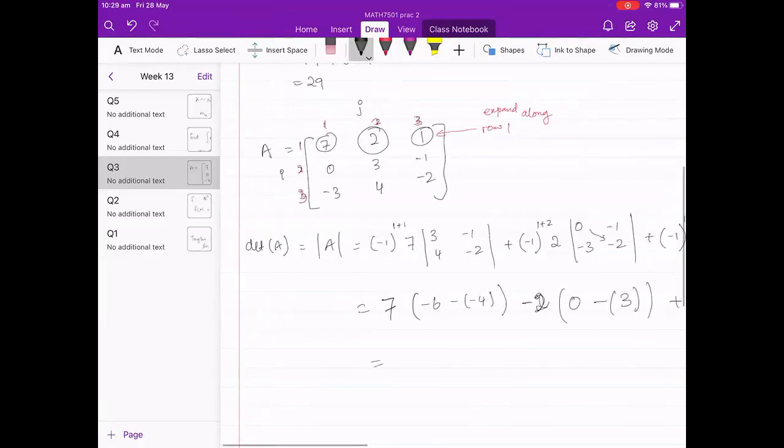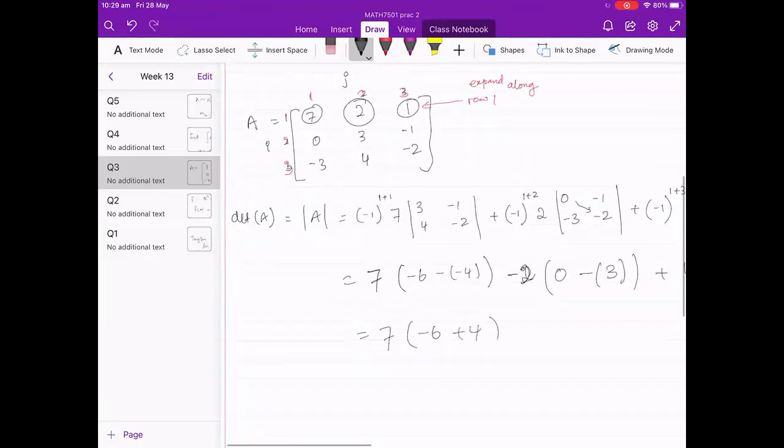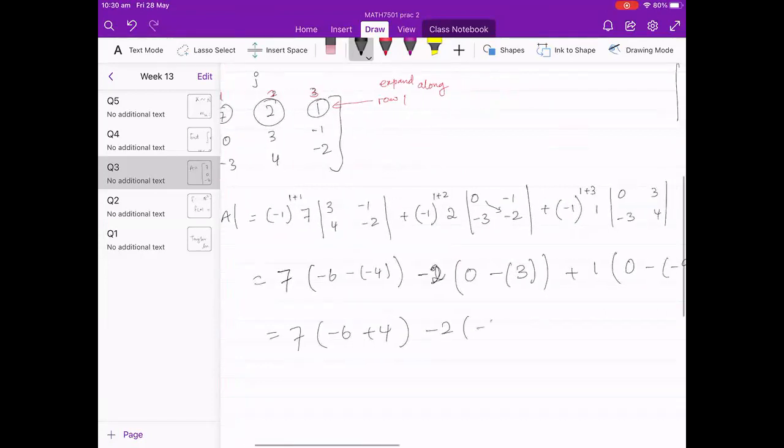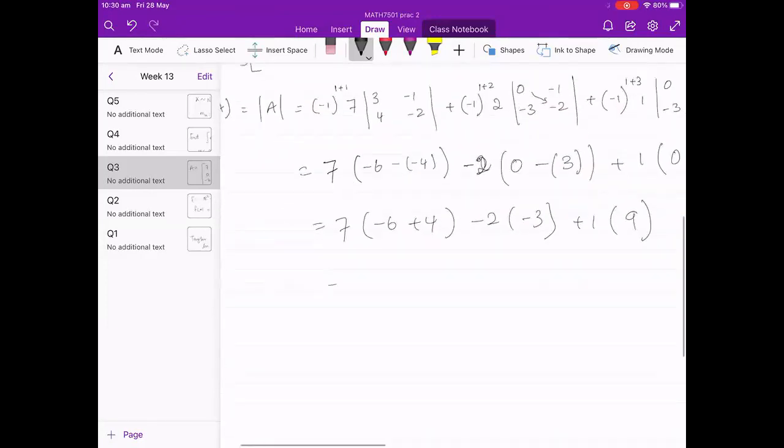Let's see if this is the answer. I got 7. -6 plus 4, -2, -3, plus 1, plus 9, which is 7, minus, plus 9. 1. Is that the answer? So I got a 1 here. Okay, please do check. I don't think I've made a mistake.